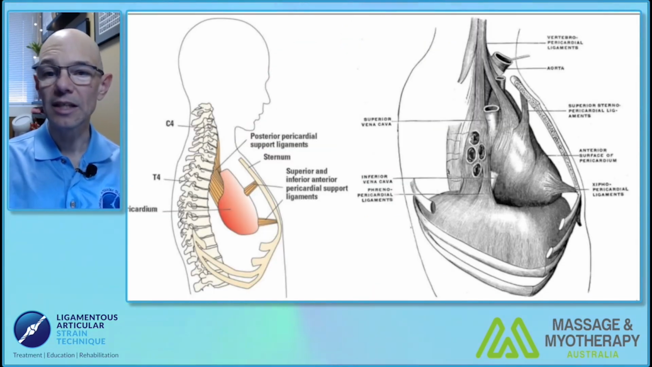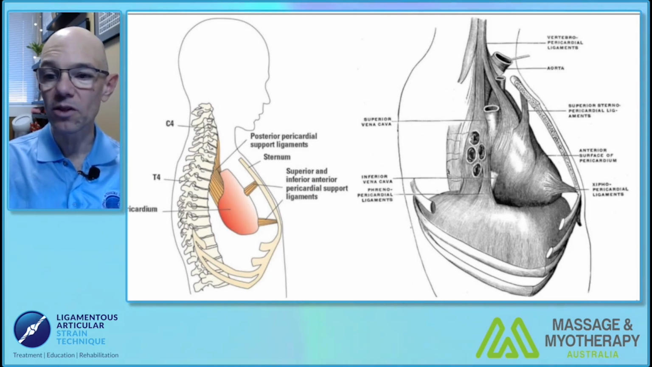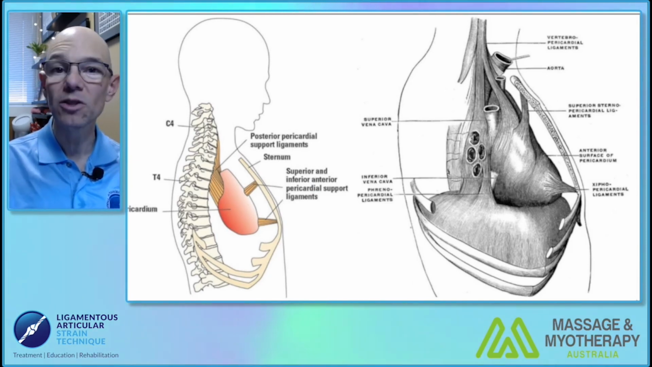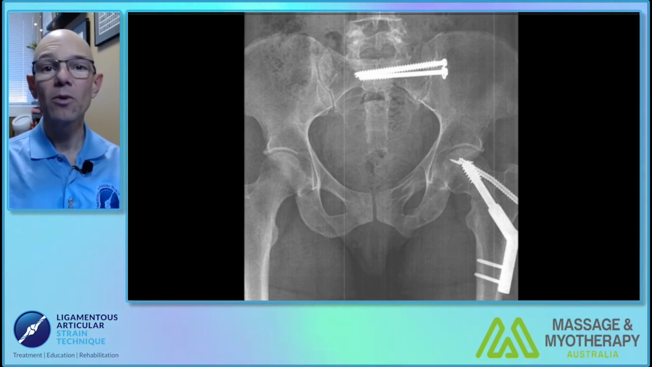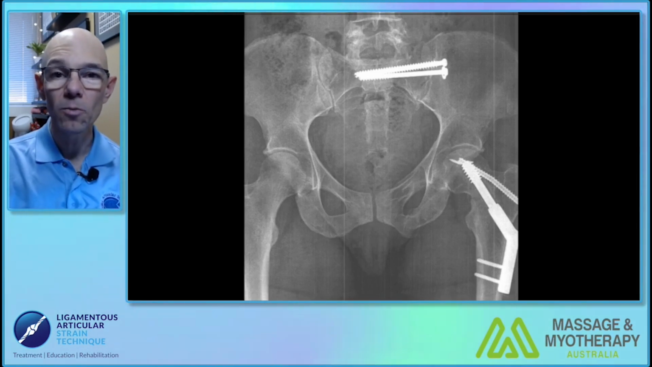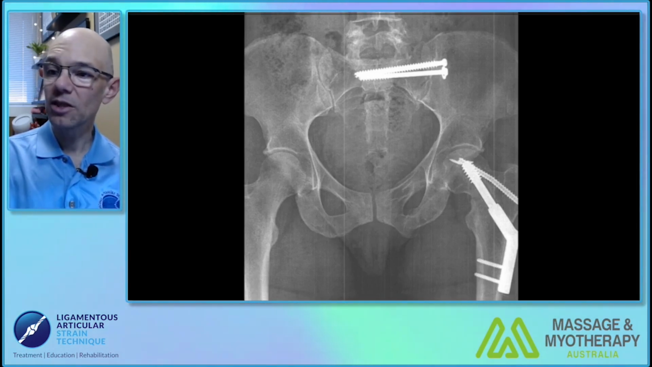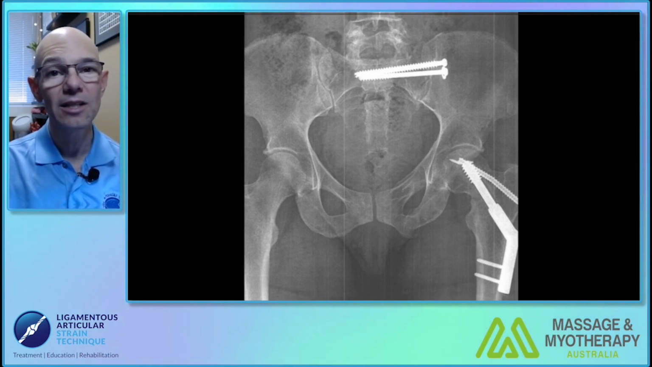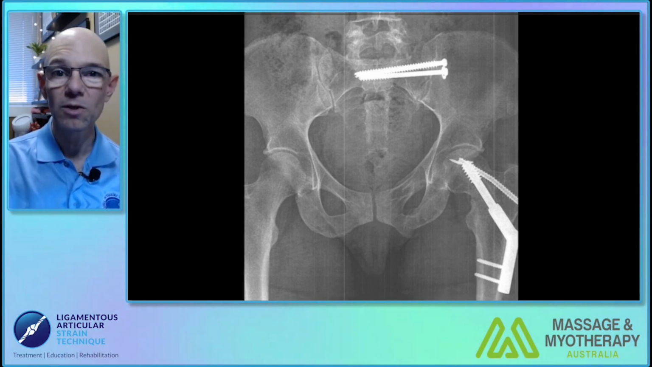We're going to talk about the anatomy for the sternum. We've got some pericardial sternal ligamentous tissues that we've got to talk about. This is a case study from my own practice, so have a good look at this image and remember it, because there's some things in here I haven't highlighted, so we're going to talk about this when we get down there.